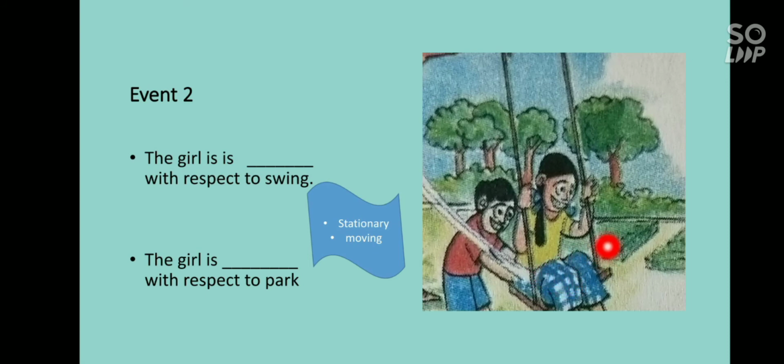But with respect to the park, what happens is she is continuously changing her position forward and backward. So according to the park, or otherwise with respect to this boy, this girl is in motion. She is moving continuously. She is changing her position with respect to time. So she will be in motion.